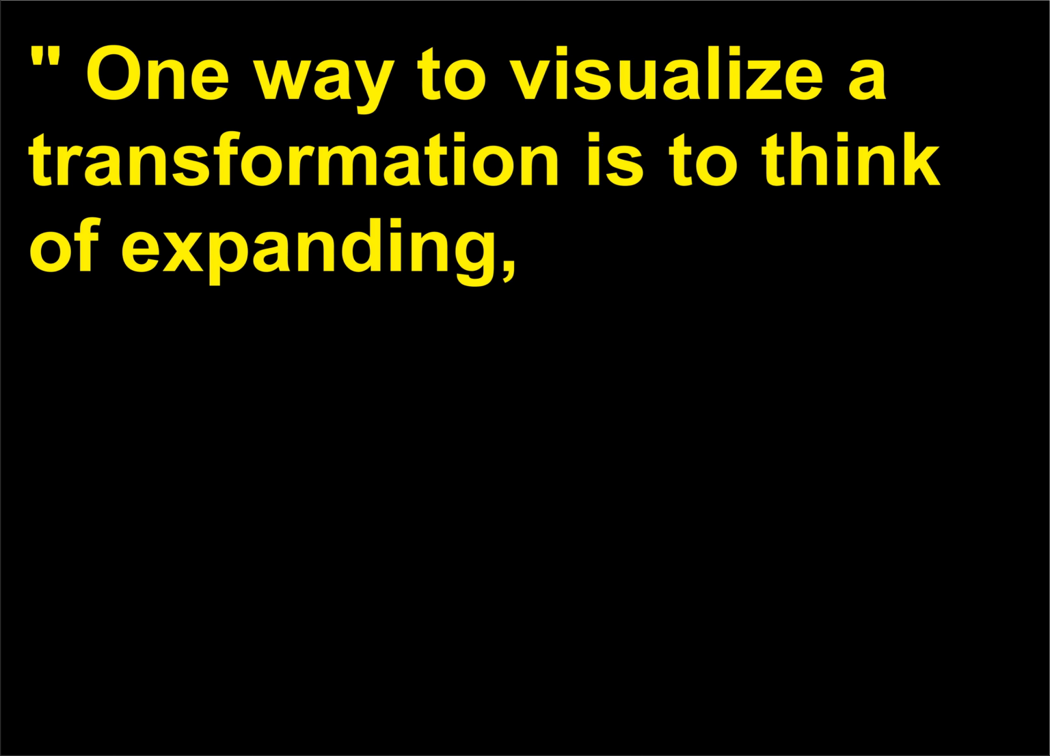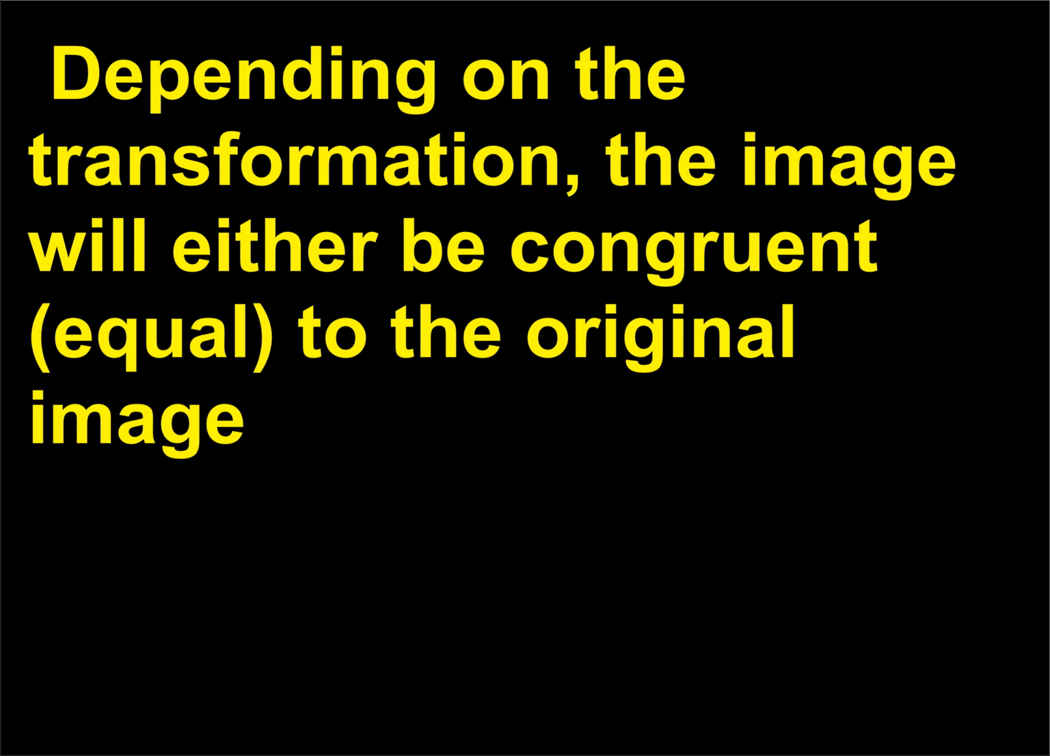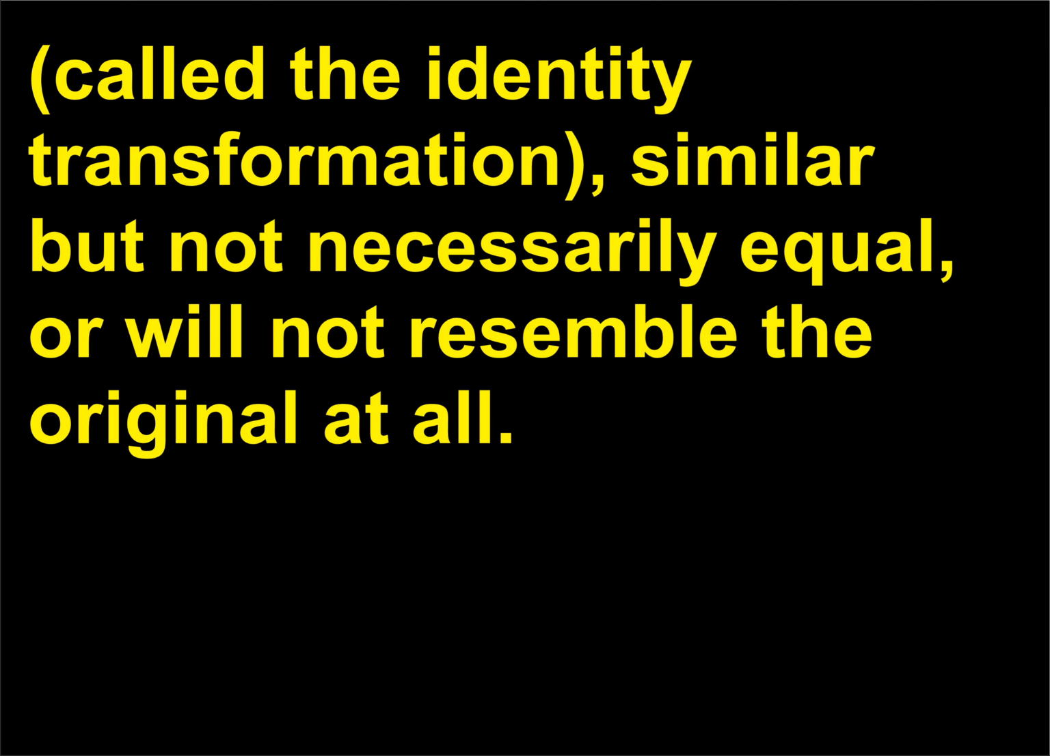One way to visualize a transformation is to think of expanding, shrinking, or moving one figure to get a second figure. Depending on the transformation, the image will either be congruent, equal, to the original image, called the identity transformation, similar but not necessarily equal, or will not resemble the original at all.